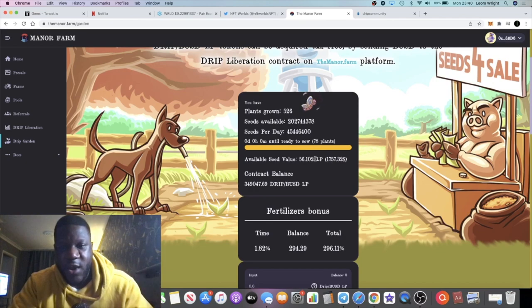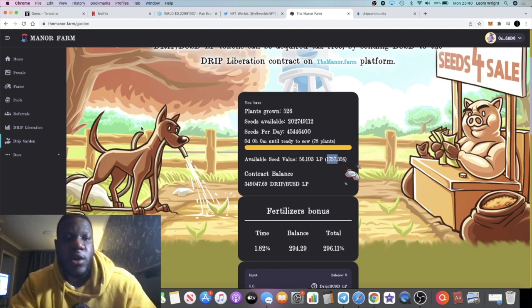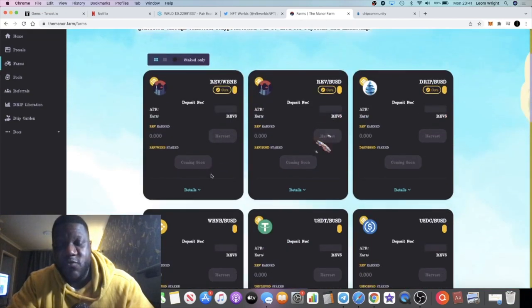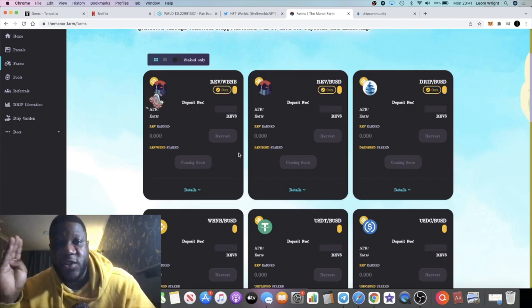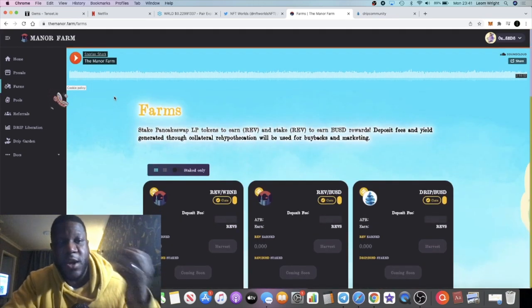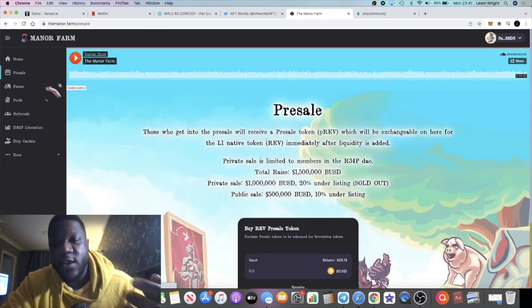3% a day. Right now, you can see I've got about 56 LP tokens, which would equate to 78 plants, $1,757. But what a lot of people are going to be doing is harvesting some seeds so that they can actually farm the REV token and earn more REV token, which they can then use in the later part of this contract, because the farming is only going to take place over 14 days. But before we get into that, let's just have a look at the pre-sale.